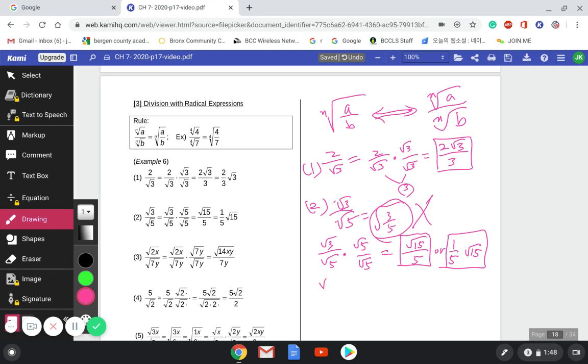Now, when you have square root of 2x divided by square root of 7y, again, you cannot have a radical at the denominator. So you multiply square root of 7y top and bottom. Then you get 7y in the bottom, and on the top, 2 times 7 is 14, and x and y. So that becomes your final answer because you cannot simplify any further on this.